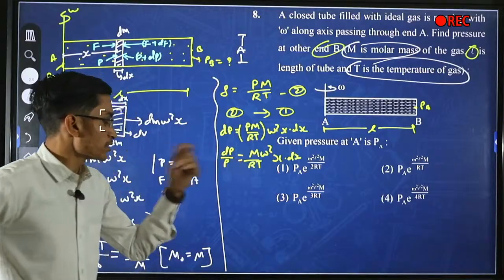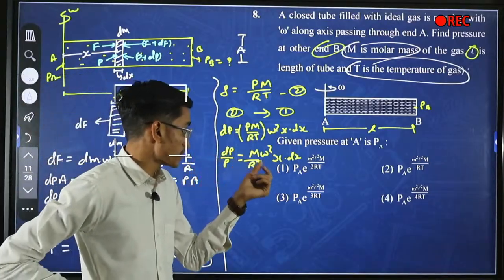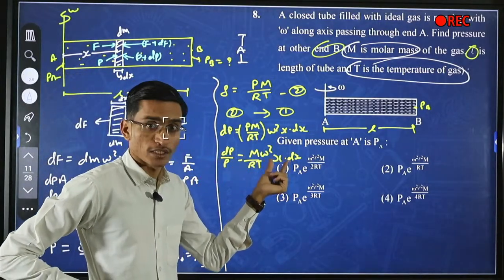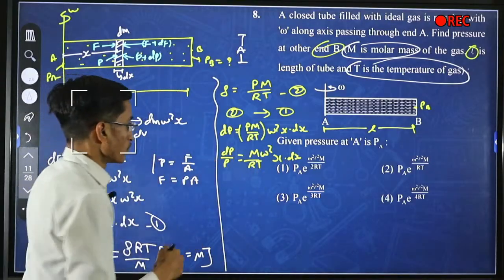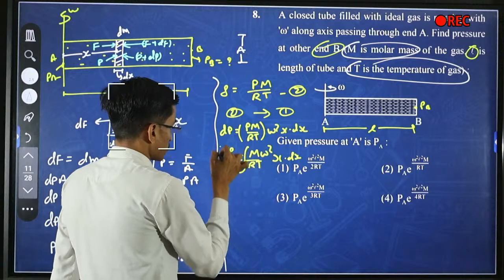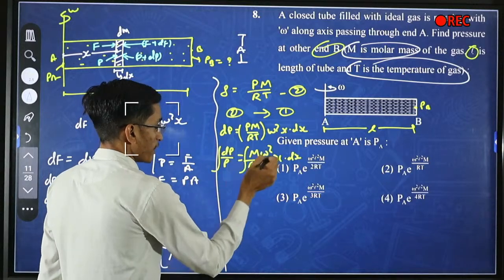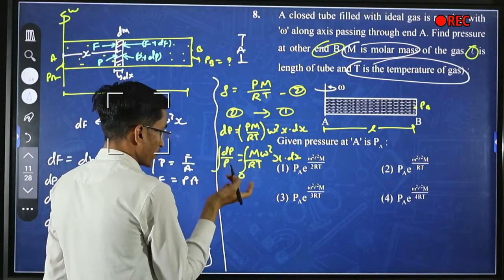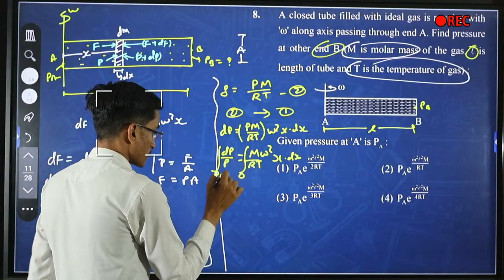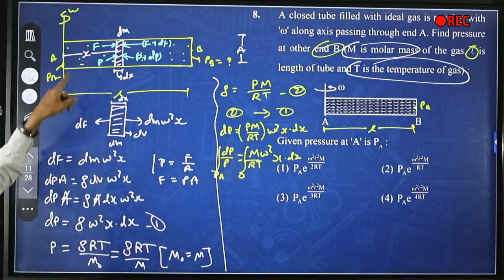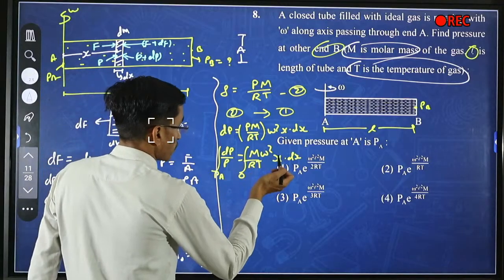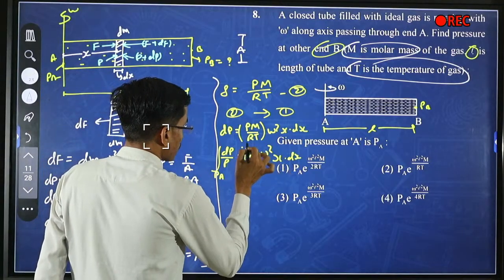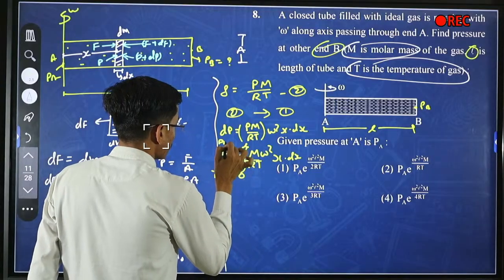Now here we need integration, as the right side is changing in x and the left side is changing in pressure. So we will integrate. When x is equal to 0, pressure at that point is P. And when value of x becomes L, then pressure will become PB.